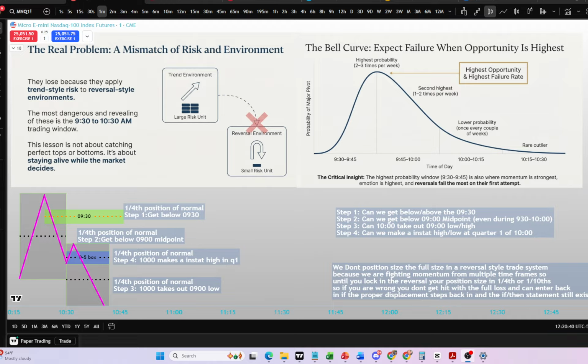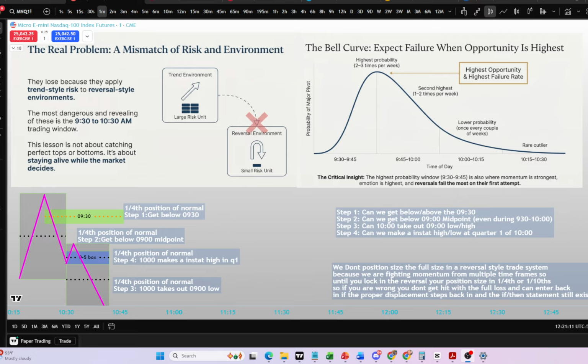Now, what I even did further is I took the 9:30 to 10:30 and broke it down into 15-minute segments. Then I put stats on those for when the major pivot came. And what we saw was the most common major pivot occurred between 9:30 and 9:45. So if you think of the 5 trading days of the week, you can expect that 2 to 3 times a week to put that major pivot, that high day or low day, in.